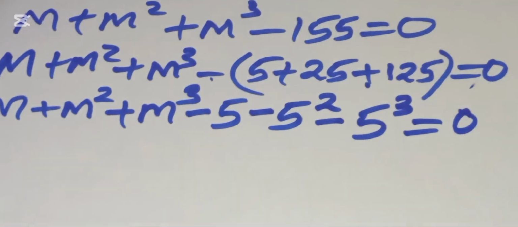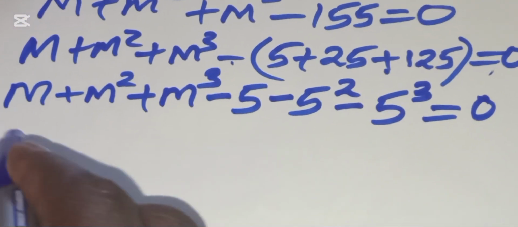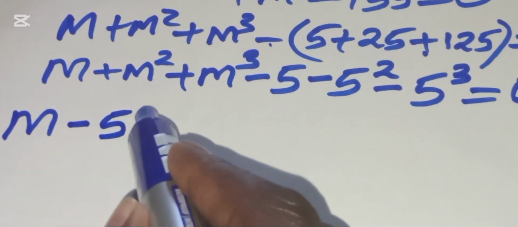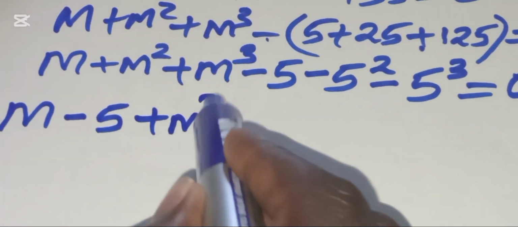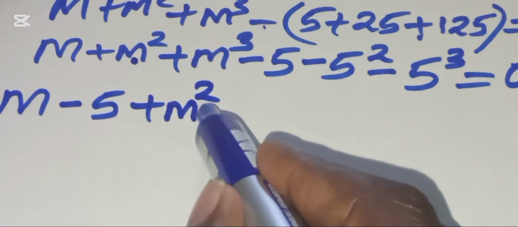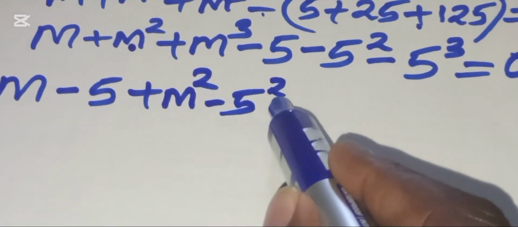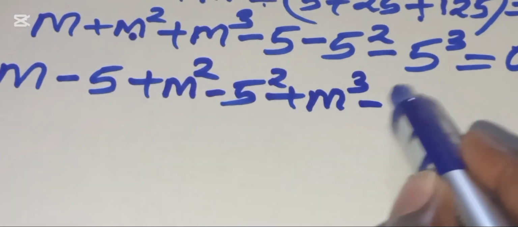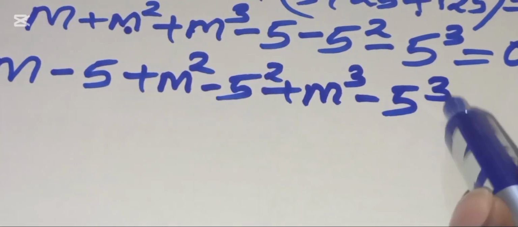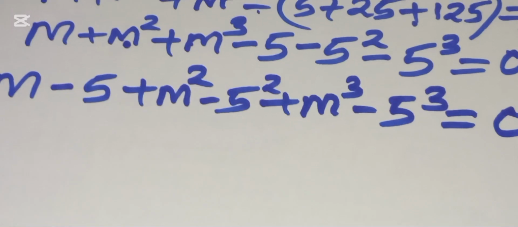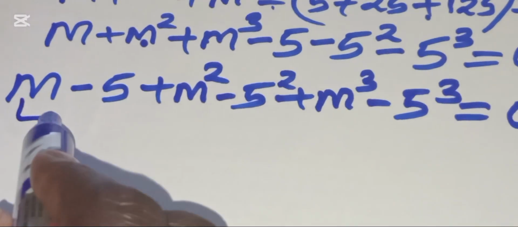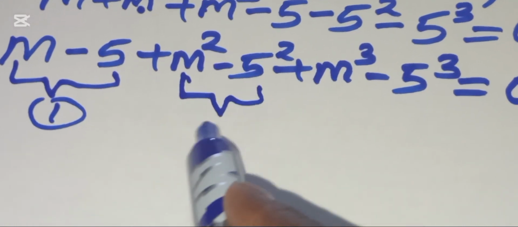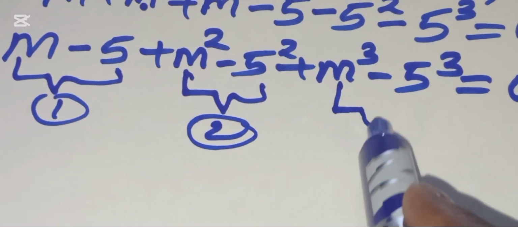Now let's combine this. We can say m subtract 5, plus m squared subtract 5 squared, plus m cubed subtract 5 cubed, equal to 0. Now we have got 3 parts here: this is the first part, the second part, and the third part.